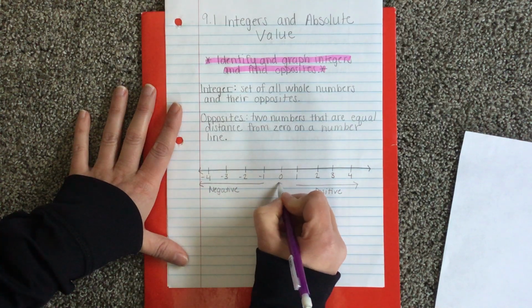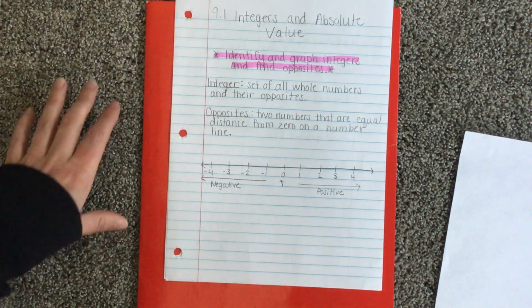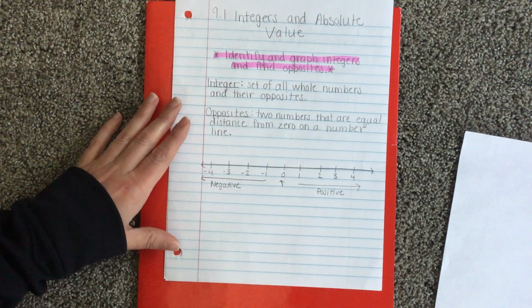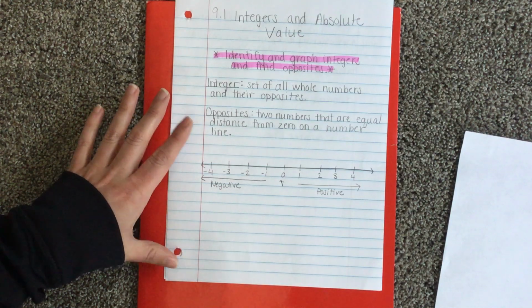And that leaves 0. What do you think? Is 0 positive or 0 negative? If you said neither, it's a trick question, you're right.